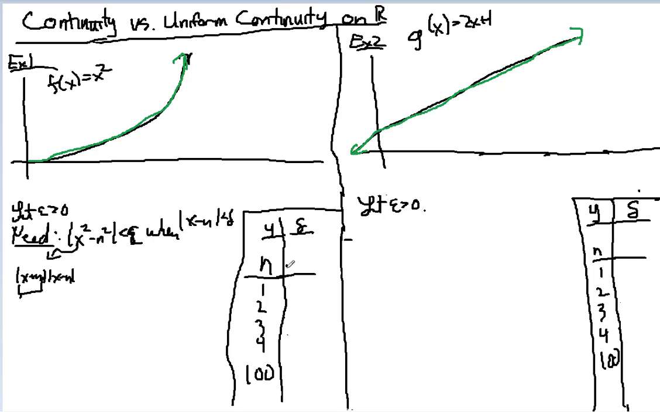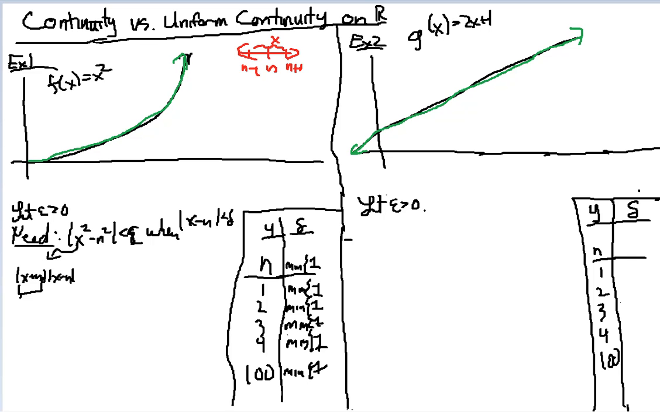I'm going to put a restriction on delta to get a sense of what this is. I'm going to put a min on delta, and say that the biggest delta can be is 1. So in other words, I'm going to restrict the interval. Here's n. I can only look at n minus 1 to n plus 1, so x has to be somewhere in here. Those are the only x's I'm going to consider.